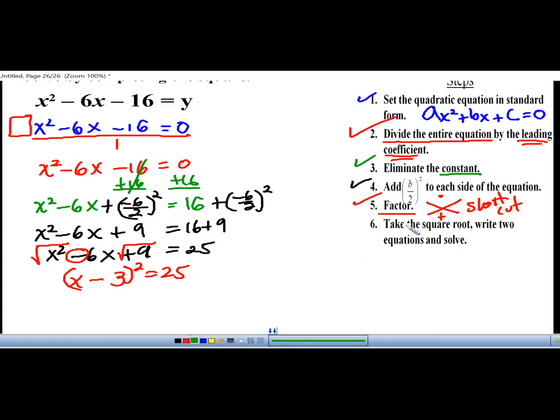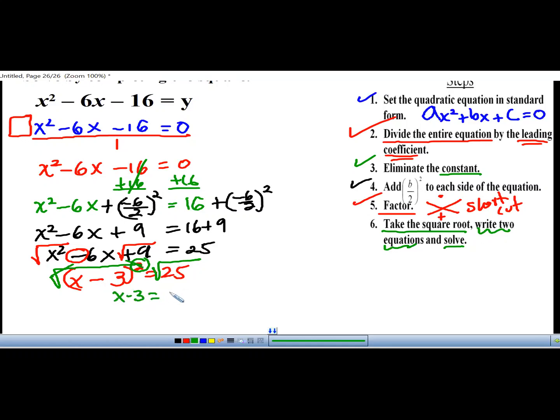Next, step 6 has 3 different things to do. We're going to take the square root first. Why, Mr. Q? Because we need to cancel this squared right here. Then we're going to solve for x. And then at the end, we're going to write 2 equations for our solution. So here it goes. I take the square root of the left side of the equation, square root of the right. The square root cancels the squared, and we're left with x minus 3 equals the square root of 25.